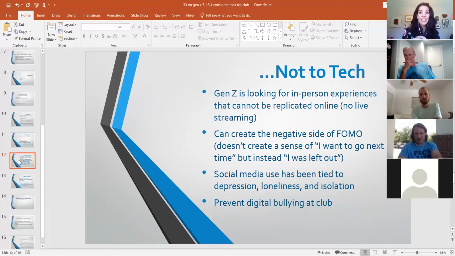Not to tech is the other conversation that we're having, and we had this, by the way, in our area a year ago and could not land in the same spot. So these are just hard conversations. Gen Z is absolutely looking for in-person experiences that cannot be replicated online. So what can I only experience when I'm there that I won't experience by just watching it?